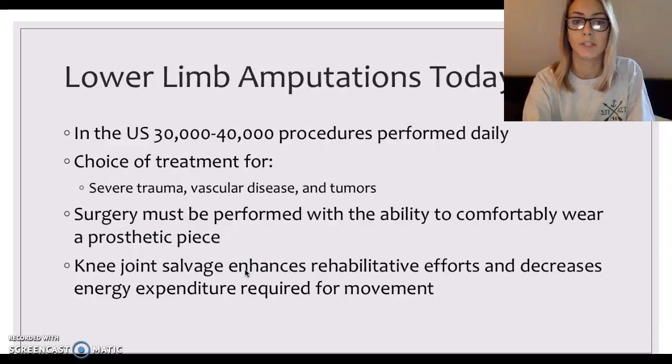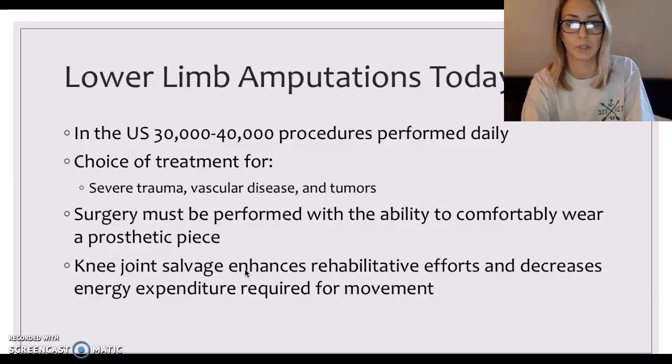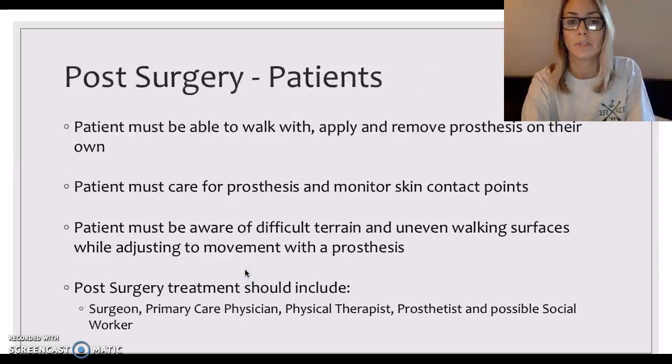Lower limb amputations today number about 30,000 to 40,000 procedures performed daily. They are the choice of treatment for severe trauma, vascular disease, and tumors. Surgery must be performed with the ability for the patient to comfortably wear a prosthetic after the surgery is done. Knee joint salvage will enhance the rehabilitative efforts and decrease any type of energy expenditure required for movement per patient. For post-surgery, the patient must be able to walk with, apply, and remove the prosthetic on their own.